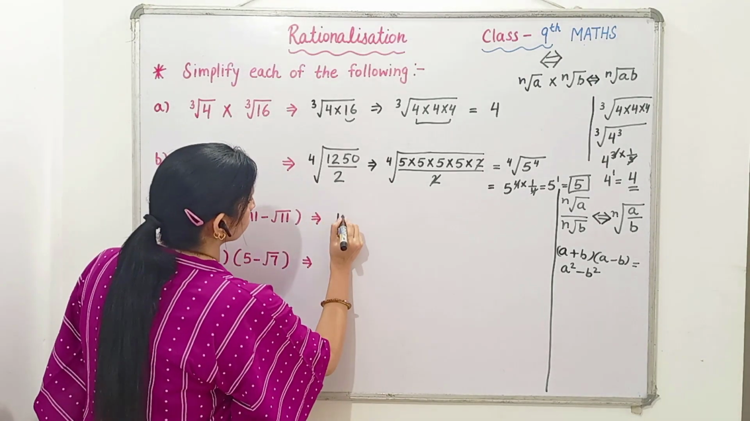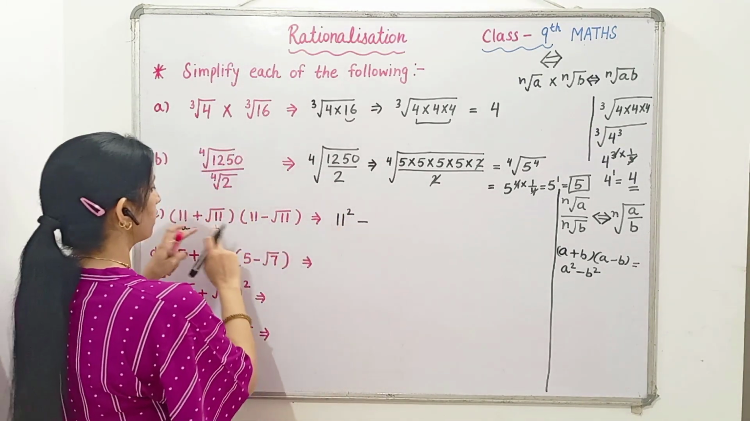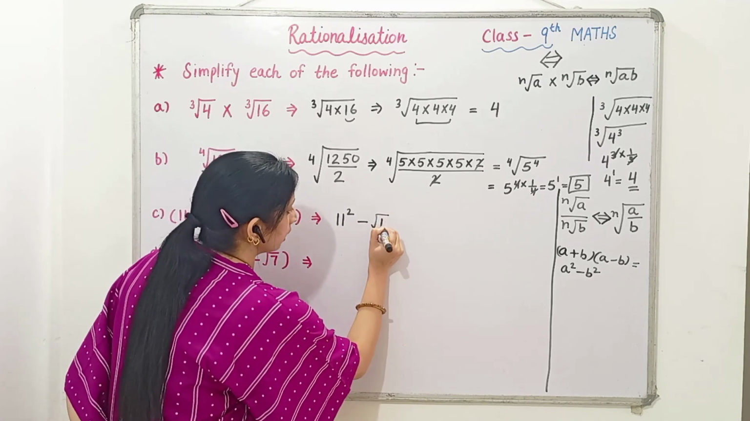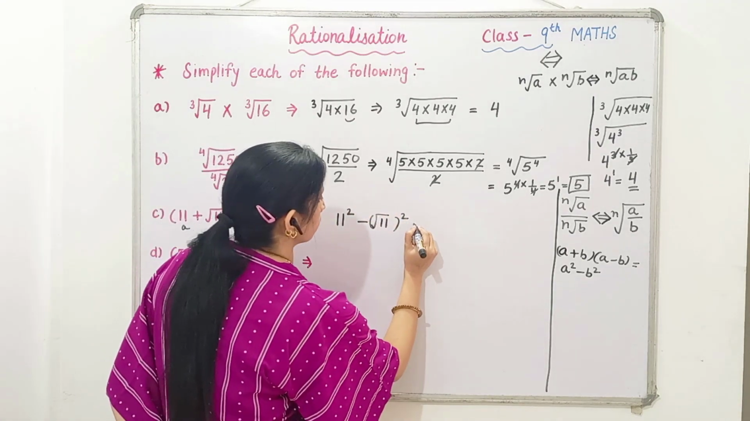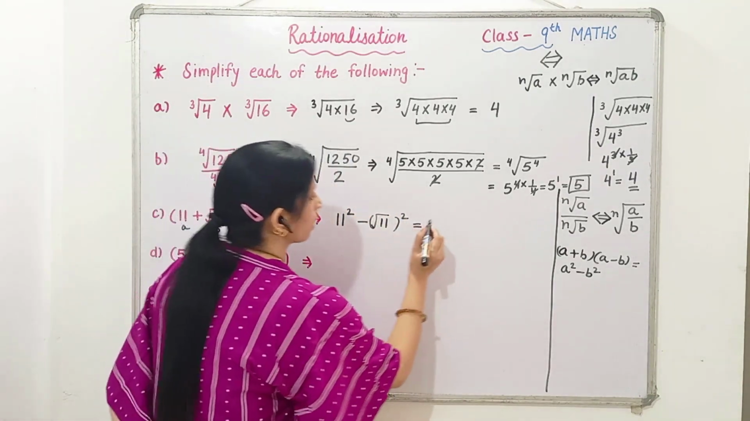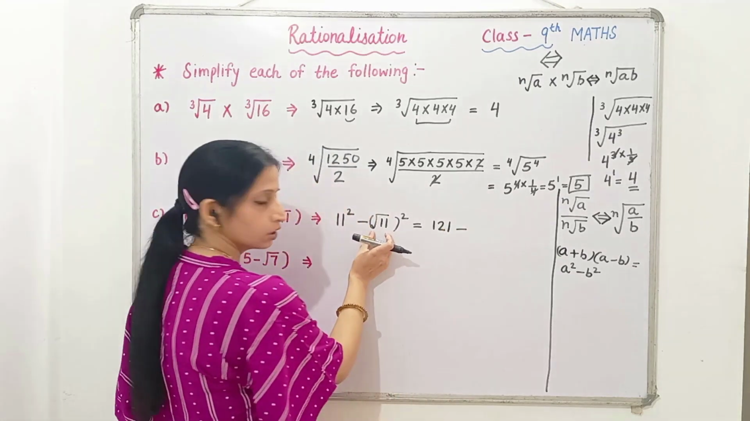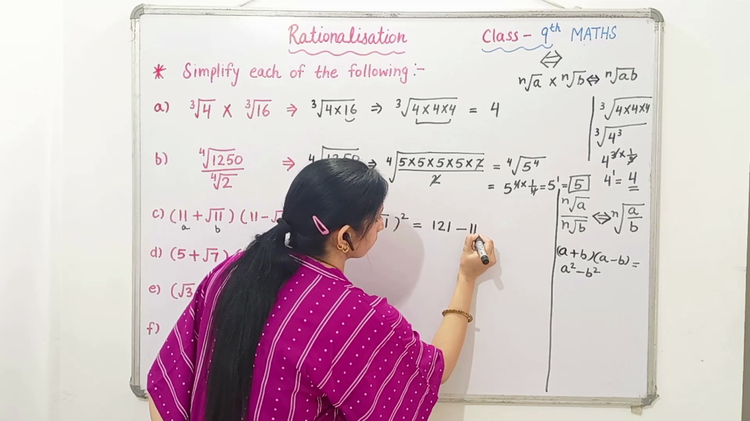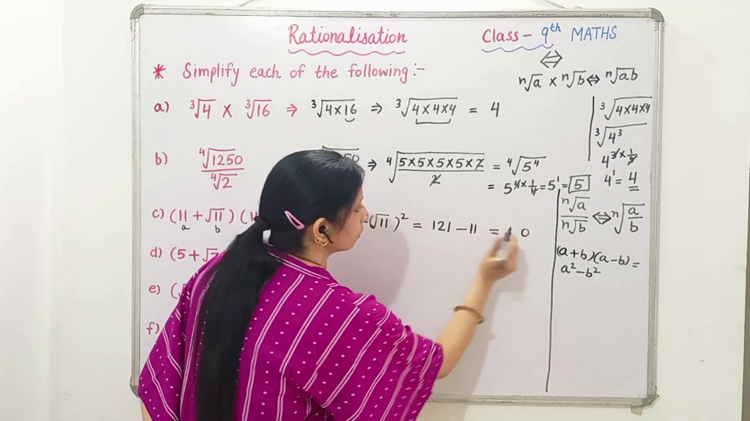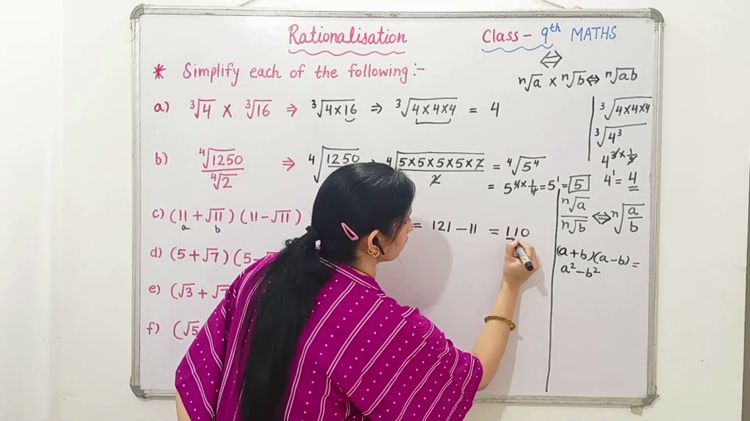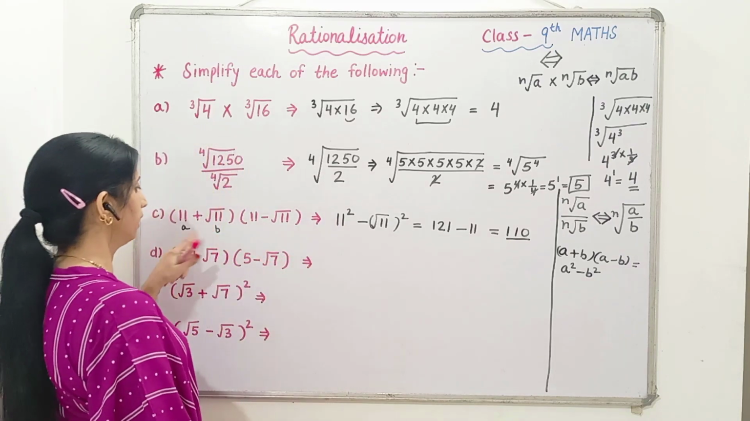Now a square means 11 square, minus, put the symbol of minus, root 11 square. So a square minus b square. Now solve it. The square of 11 will be 121, minus root 11 square will be 11. Now subtract 11 from this, we will get 110. So our answer will be 110. After simplification we got the answer 110.